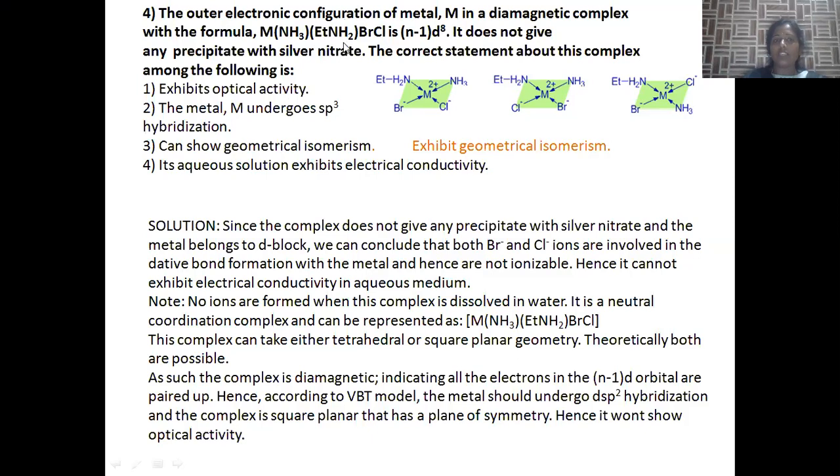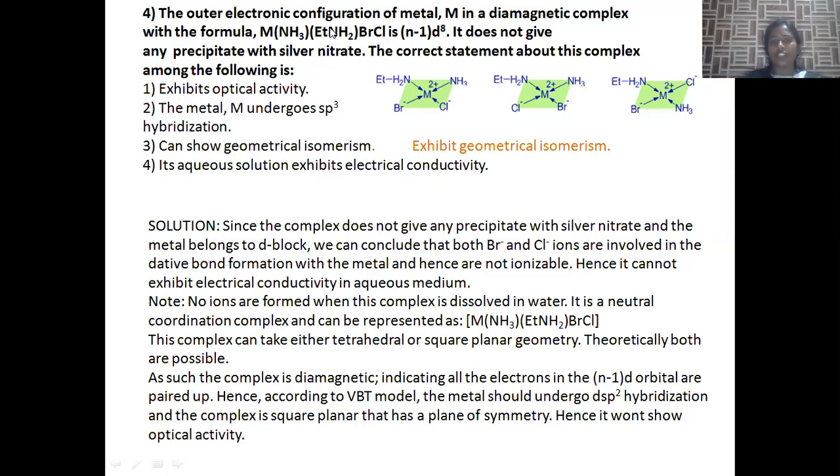And one more thing is, when this compound is treated with silver nitrate, there is no precipitate formation. No precipitate formation indicates this compound is not in the free state. All the ligands are within the sphere of the coordinate covalent complex, and these bromo and chloro are existent within the sphere. That's the reason why there is no precipitate with silver nitrate. Okay, so this is another conclusion from the statement.